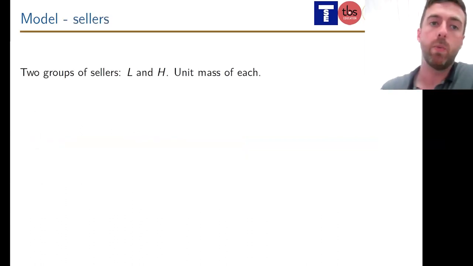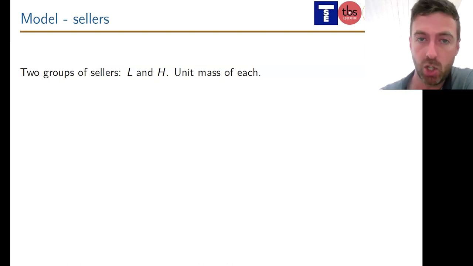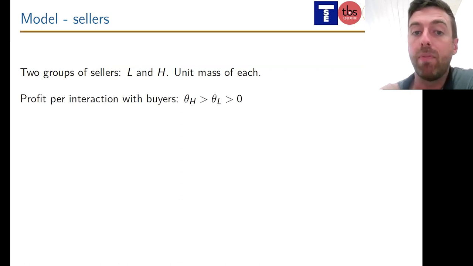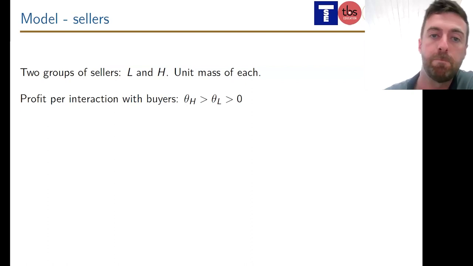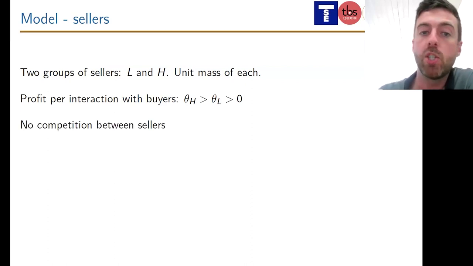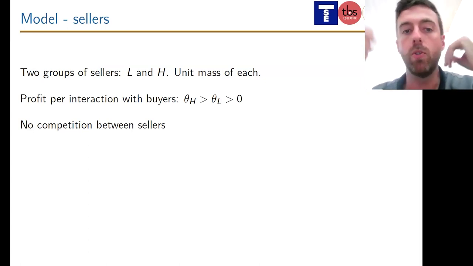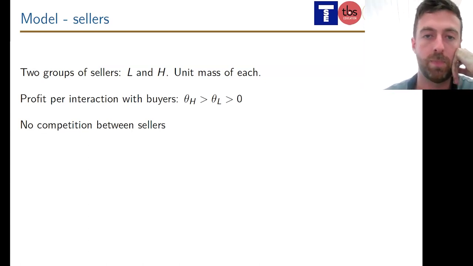On the seller side, we have two groups, L and H, and there's a unit mass of each group. A seller of type H gets a profit per interaction with a buyer of theta H, which is going to be larger than the profit that a low type seller gets for each buyer, theta L. Both are strictly positive. There is no competition among the sellers. So you have a unit mass of sellers that sell independent goods, right? So there's no congestion or things like that.